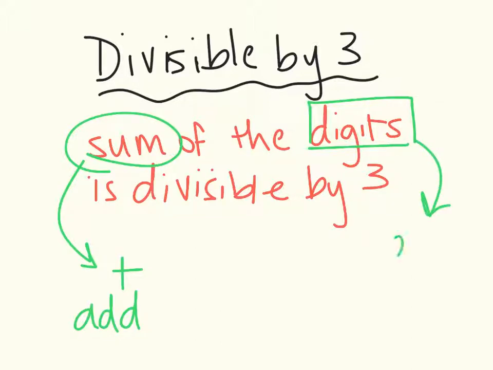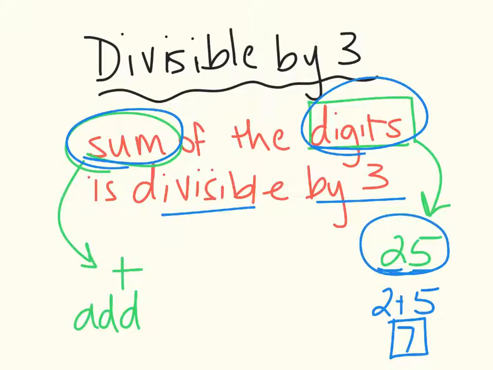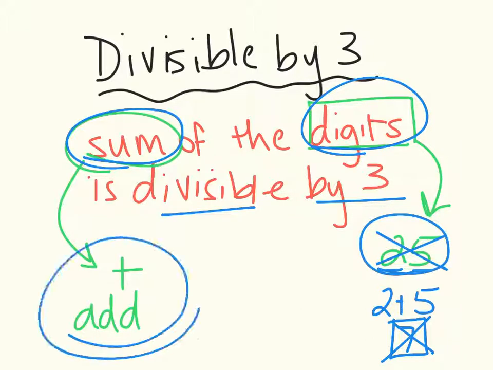So for example, 25 is made up of the digits 2 and 5. So if I'm thinking about the sum of the digits, I would do 2 plus 5. 2 plus 5 is 7. If 7 is divisible by 3, then this number, 25, would also be divisible by 3. However, 7 is not divisible by 3, so therefore 25 would not be divisible by 3. So keep in mind we are adding the numbers together to get a sum, and then we're seeing if that sum is divisible by 3.